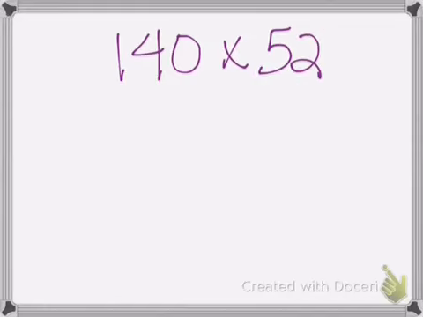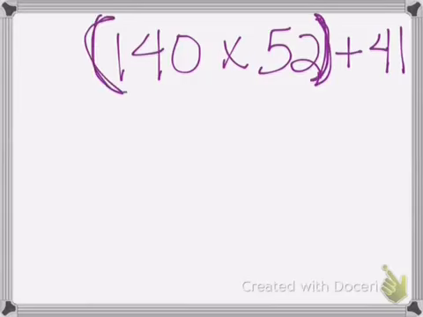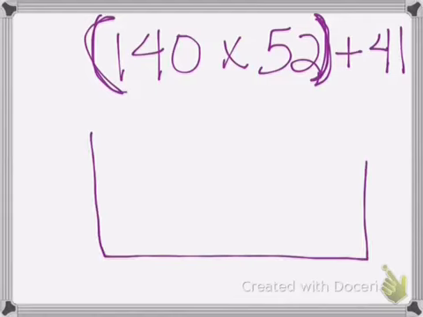So I know that I'm going to take 140 times 52 plus 41. Now, I'm going to do this order of operations style, which means first I do a parentheses, and we'll talk about that when we talk about order of operations. But I always do multiplication first. Nope, not going to be today. So I'm going to go ahead and do the box method for my multiplication.